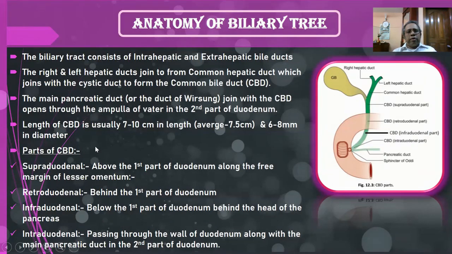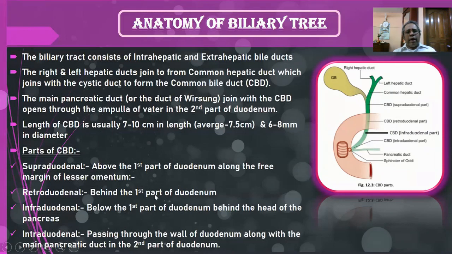The parts of the common bile duct: supraduodenal, above the first part of the duodenum, along the free margin of the lesser omentum. That means that part lies within the free margin of the lesser omentum. And behind the CBD there is an opening which connects the greater sac with the lesser sac, called the foramen of Winslow, which lies just behind the CBD.